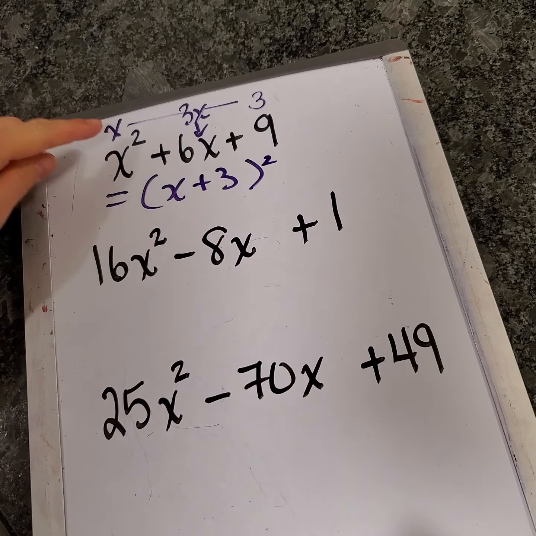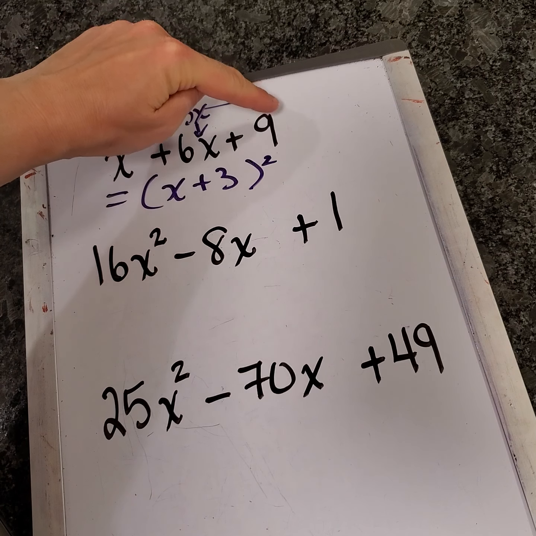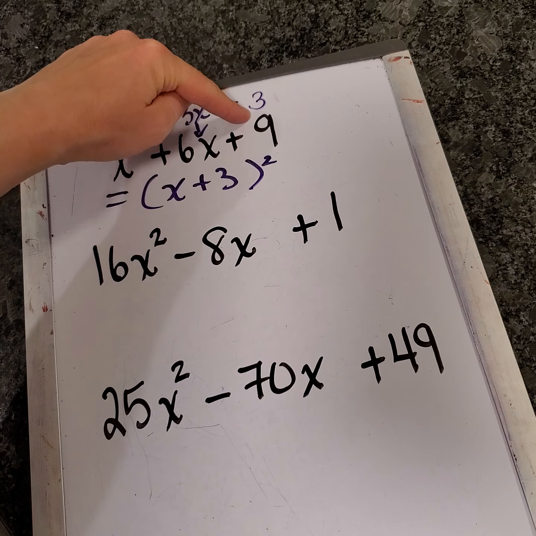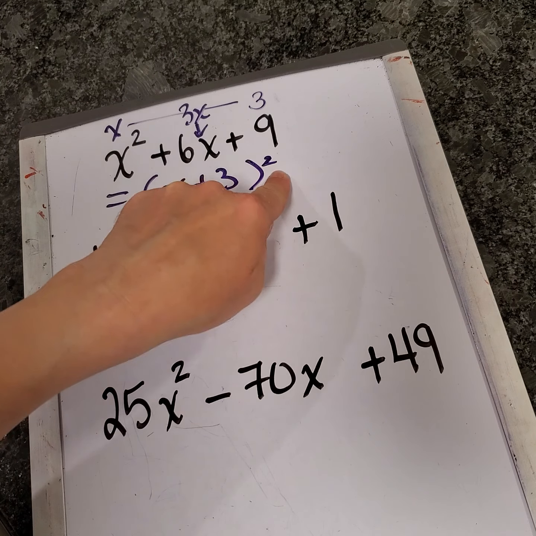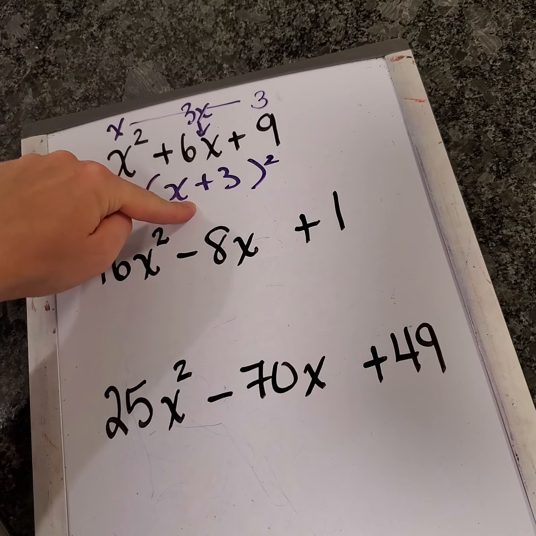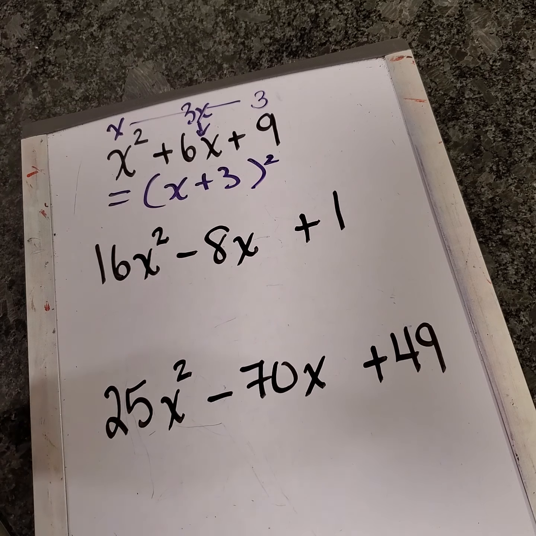The square root of the first term goes first. The square root of the last term goes last. Make sure you throw it in a bracket and square it. And then the sign of the middle term goes in the middle. I hope it's coming back to you.